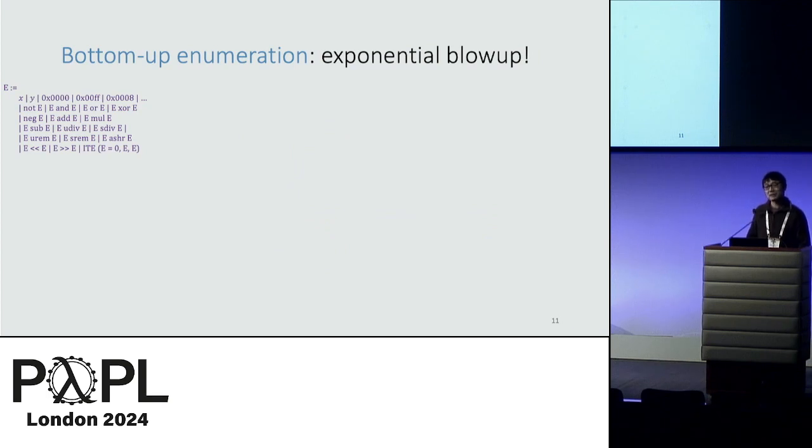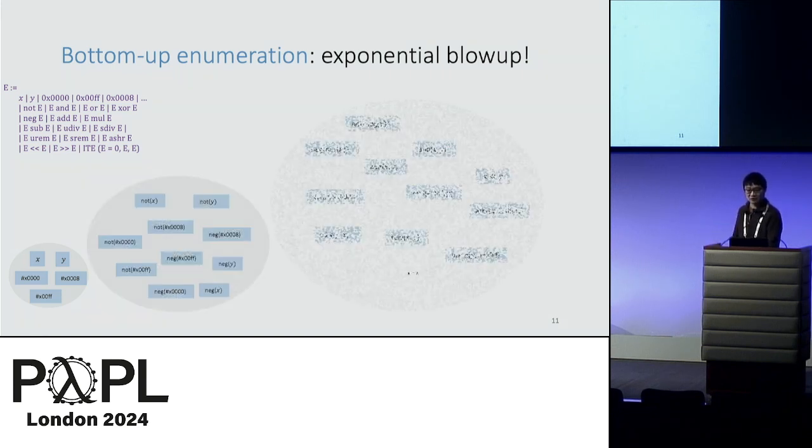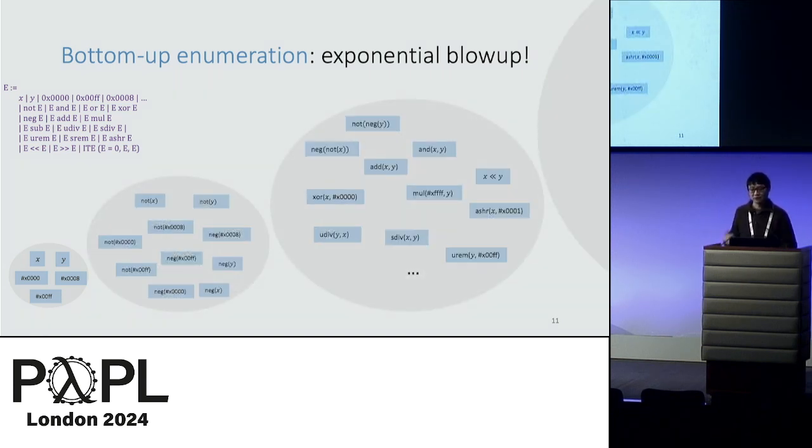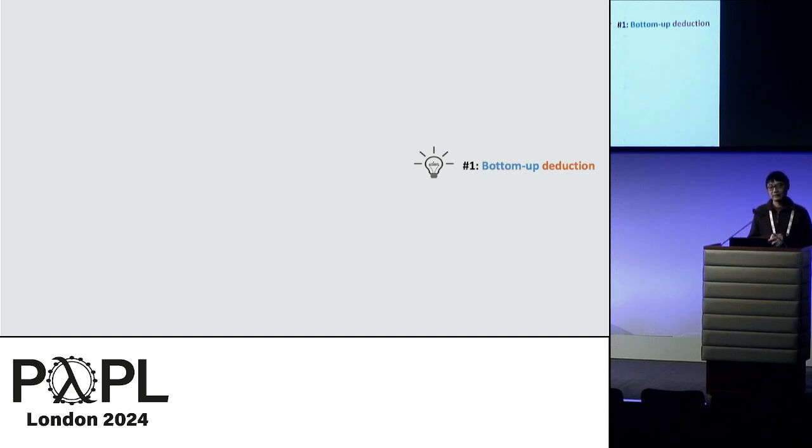And bottom-up enumeration, of course, we know that there's an exponential blow-up, but things are especially bad when it comes to bit vectors because you have more than a dozen commonly used operators. The search space grows extremely fast when you have larger expressions. So our first idea is to have a normal way to combine the two directions, which we call bottom-up deduction.